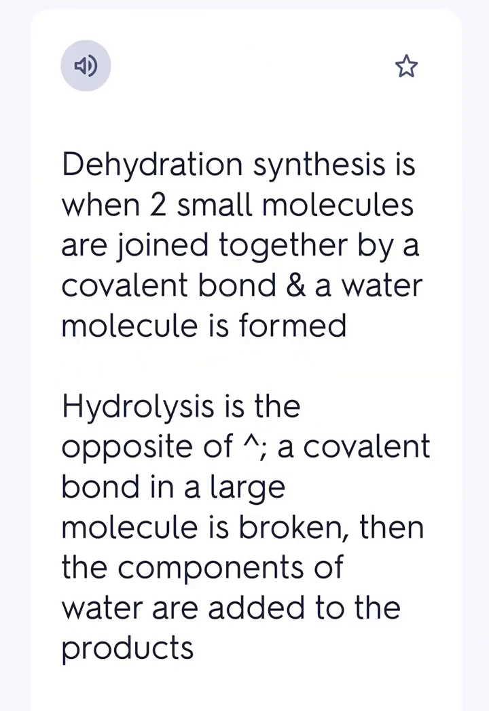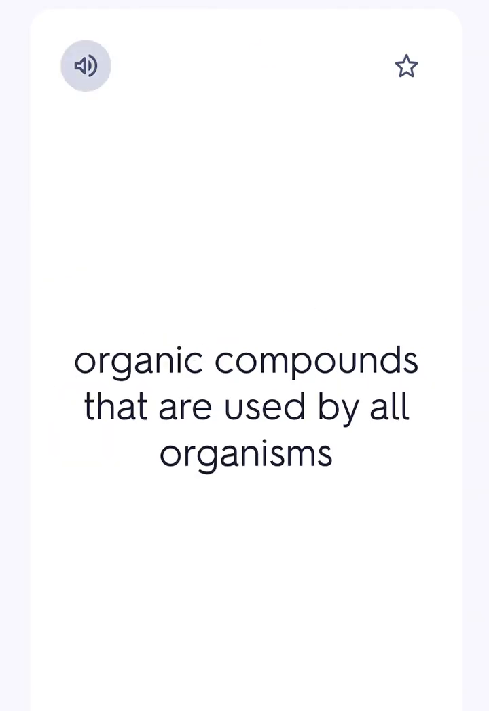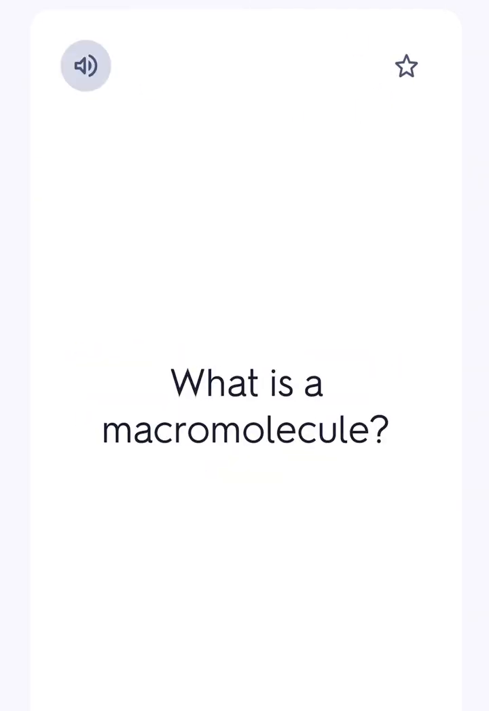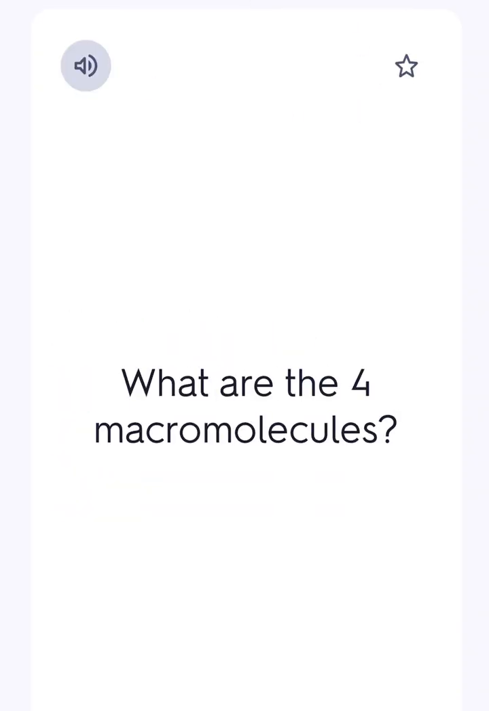Dehydration synthesis is when two small molecules are joined together by a covalent bond and a water molecule is formed. Hydrolysis is the opposite: a covalent bond in a large molecule is broken, then the components of water are added to the products. What is the difference between dehydration synthesis and hydrolysis? Organic compounds that are used by all organisms: what is a macromolecule? Carbohydrates, lipids, proteins, nucleic acids: what are the four macromolecules?